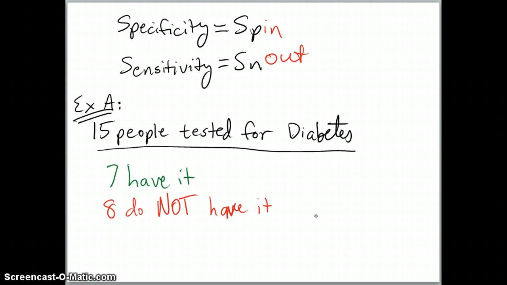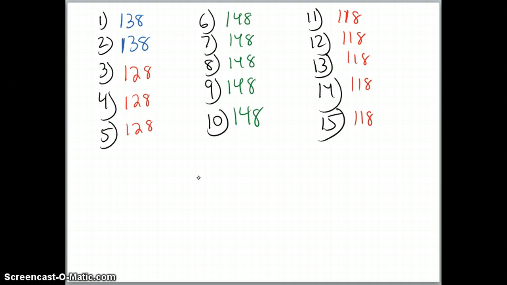And so let's go ahead. I've got an example here. 15 people, okay, are getting tested for diabetes. 7 of them will have it, 8 do not have it, okay? And so here are their diabetic numbers right here. So as you can see, the ones that definitely have it are going to be this column right here. This is their blood sugar level, okay? And these right here still have diabetes, but it's not as high as that one, okay?